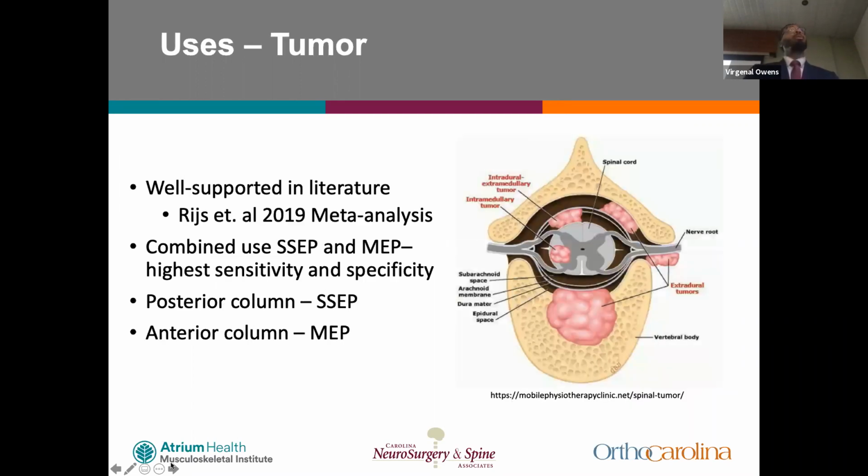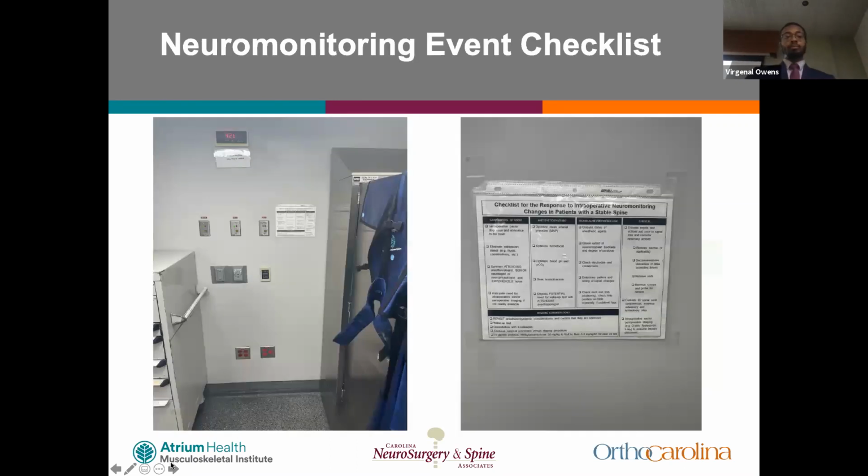In terms of tumor, it is well supported to use in literature. Reese et al. looked at a 2019 meta-analysis and saw that combined use of SSEP and MEP multimodal neuromonitoring has the highest sensitivity and specificity. And obviously it makes sense that SSEP is effective for evaluating tumors in the posterior part of the cord, and MEP is good for the anterior part of the cord.